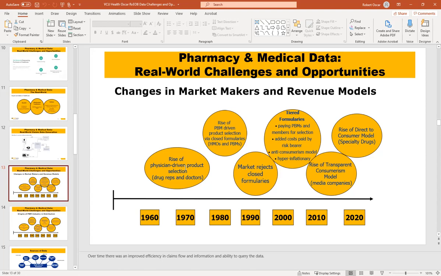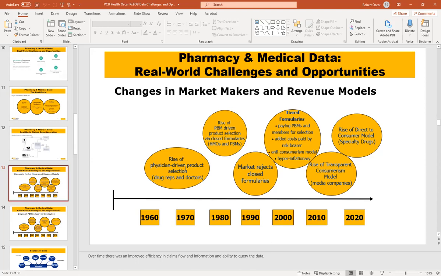Insurance companies at that point were really just helping reimburse patients for the care that they had already paid for. But around the early 80s, pharmacy benefit managers were created, and they created closed formularies. So it's either the product we want in your drug class or you don't get it. And that moved market share dramatically and put the HMO and the PBM in the place of being the market maker and the decider of what products people purchase.